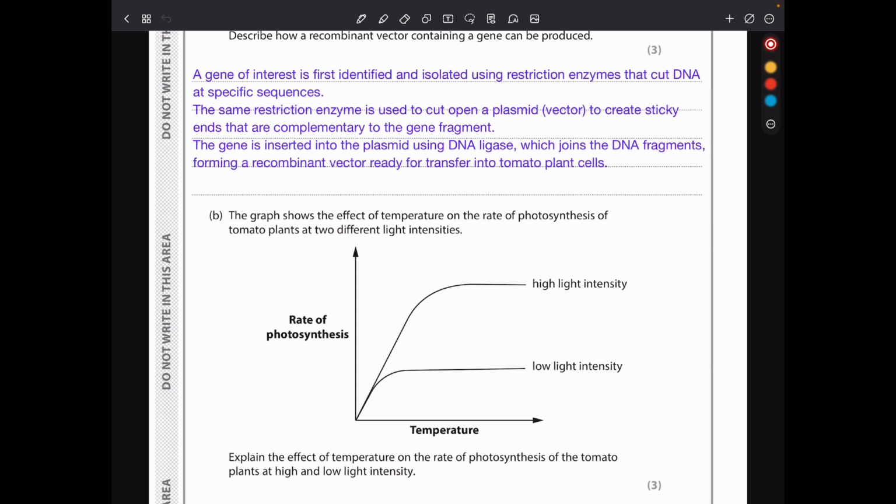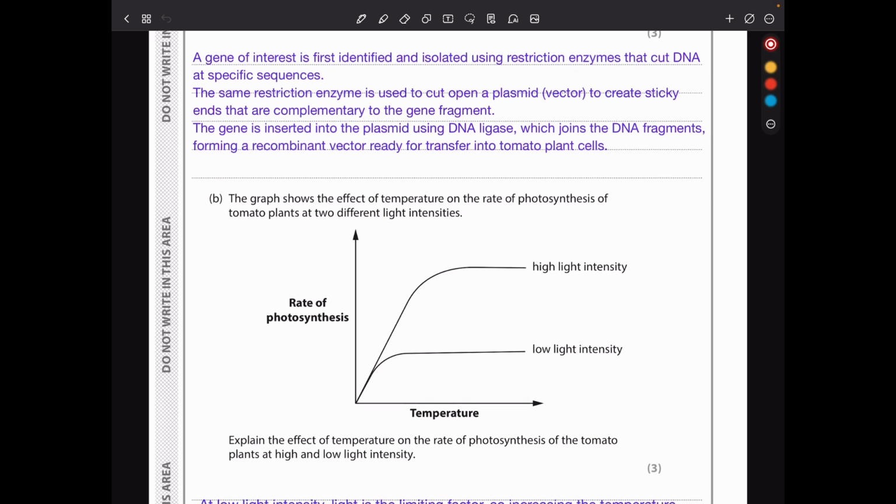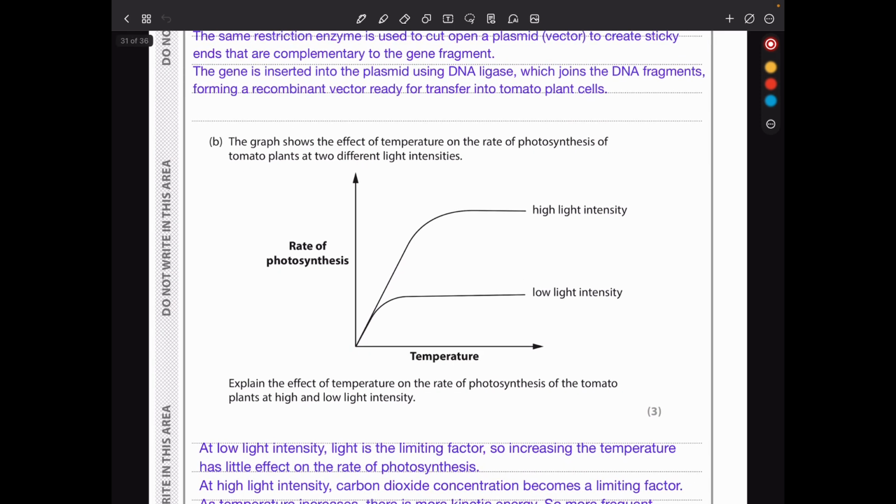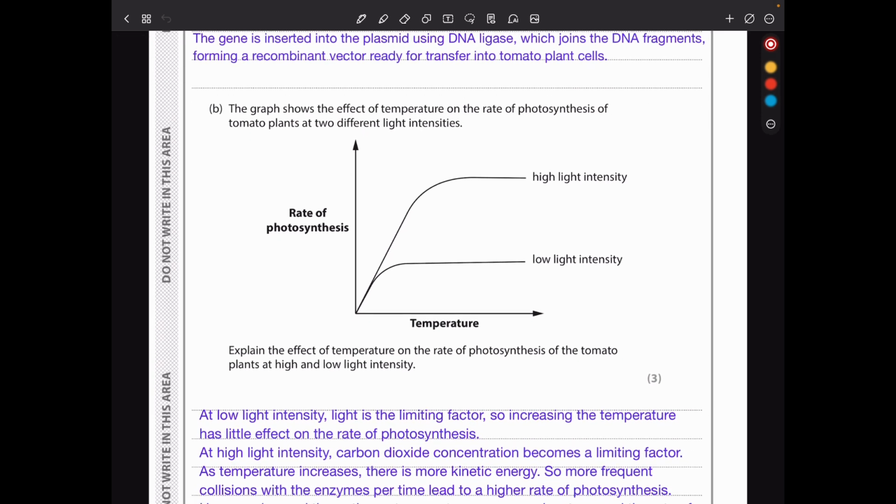In part B, the graph shows the effect of temperature on the rate of photosynthesis of tomato plants at two different light intensities. So as temperature increases, there is an increase in the rate of photosynthesis at both light intensities. However, here it levels off faster because there is low light, so light intensity is going to be limiting the rate. At higher light intensity, we see the rate increases with temperature. Again, it levels off. That could be because another factor is limiting the rate, because it's not going to be temperature, it's not going to be light intensity, then it could be carbon dioxide concentration.